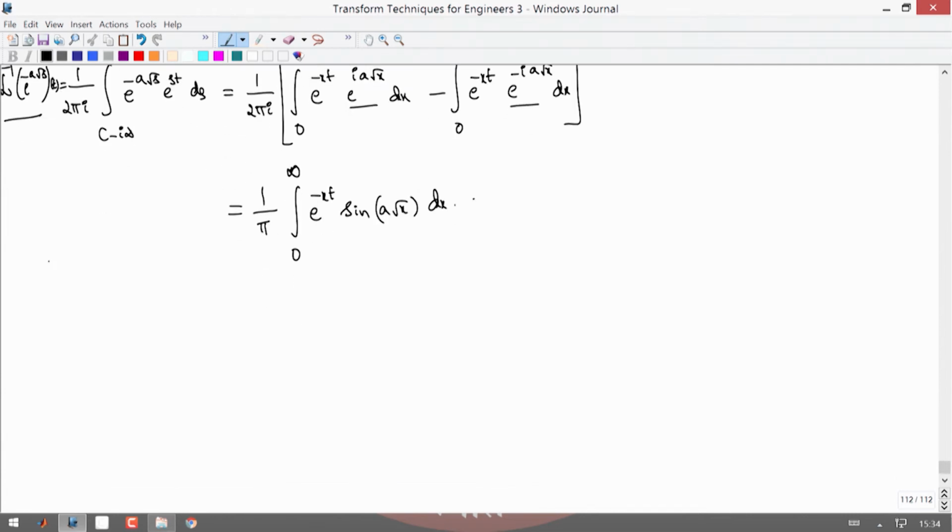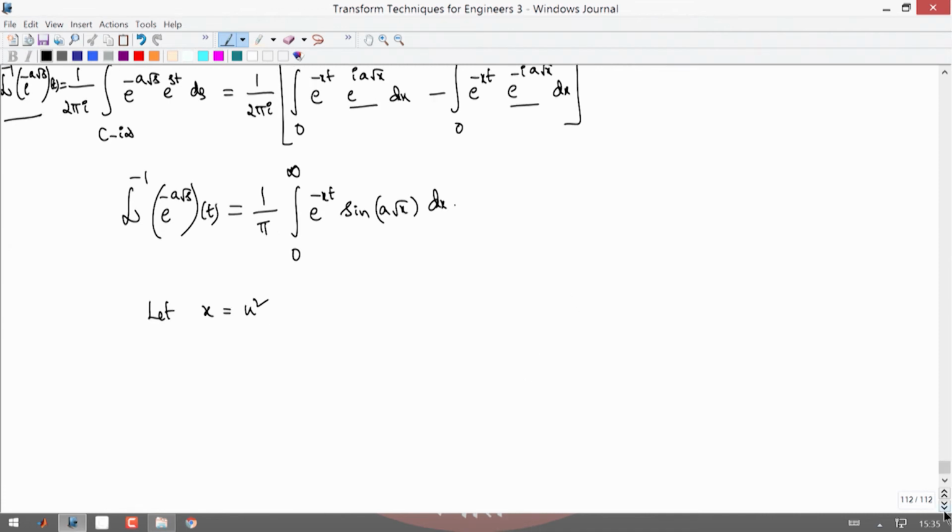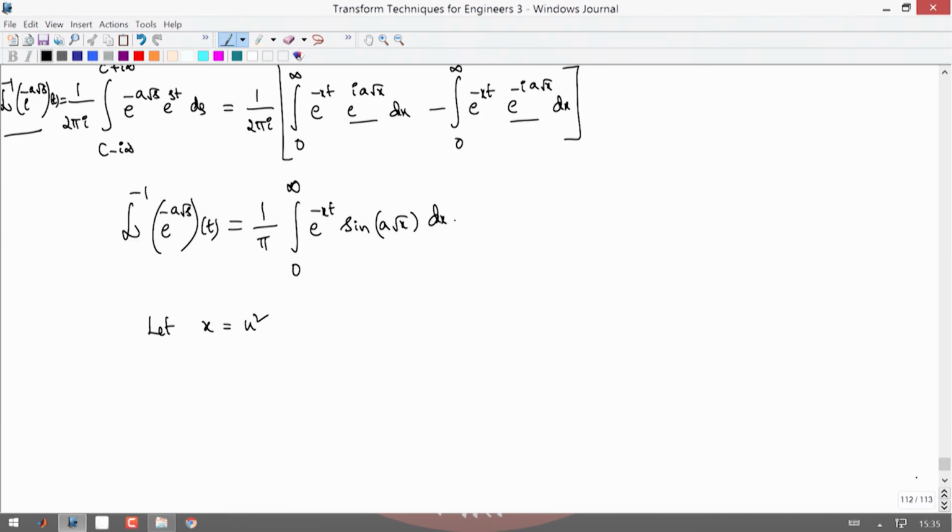So, to evaluate this, let me use the Fourier transform. This is actually the Fourier sine transform. This is the Laplace inversion of e^(-a√s) as a function of t, and I need to evaluate this integral. To do this, let x equal u squared, some new variable. If I use the new variable, what happens to dx? dx will be 2u du.